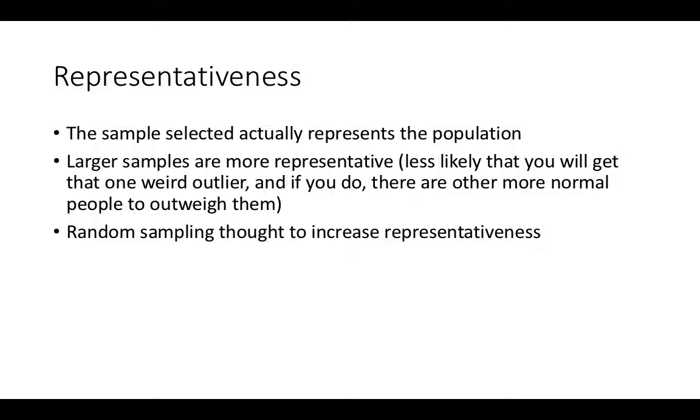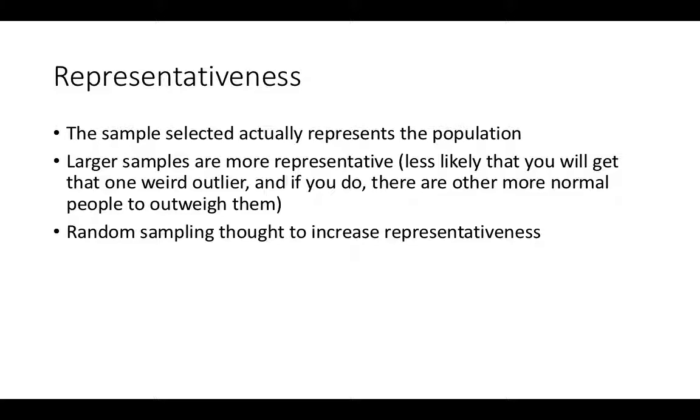And so a few terms we need to know about this. The first one is representativeness. And representativeness talks about how well the sample, the people that we picked, actually represent the larger population. And one thing to know about that is that larger samples are usually more representative, more like the actual population.